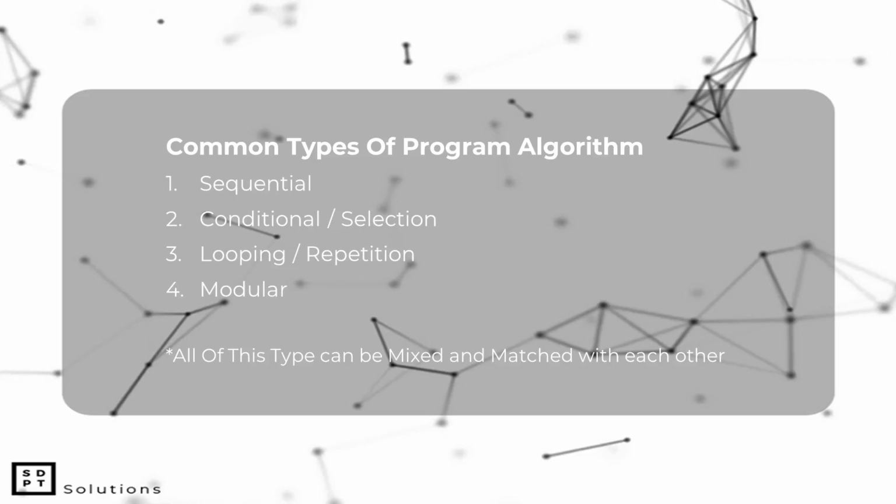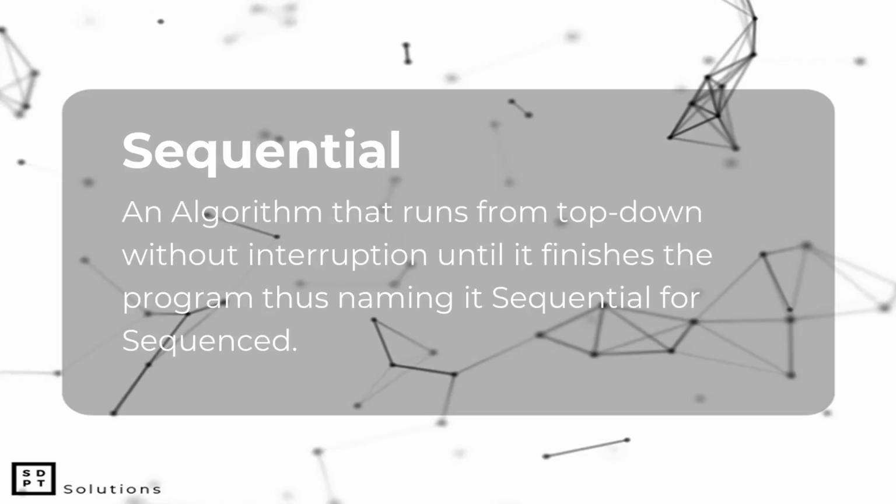So, let's start with the sequential. What is sequential? A sequential algorithm is an algorithm that runs from top down without interruption until it finishes the program, thus naming it sequential for sequence. It is self-explanatory: from the word sequence, one after another, from top to bottom, without interruption, the program finishes straight through. You have made sequential flowcharts many times, you just didn't notice. That is called a sequential flowchart. To understand better, we will try it in draw.io.